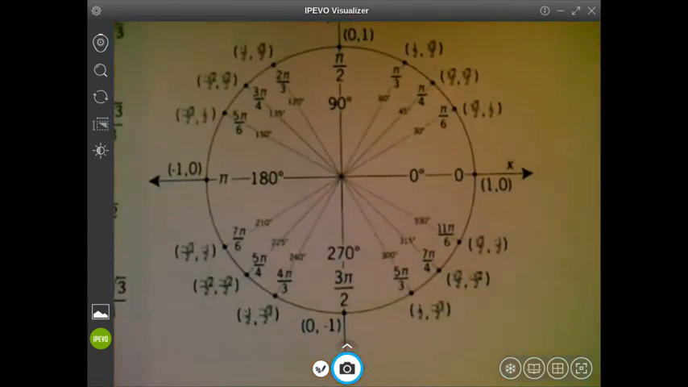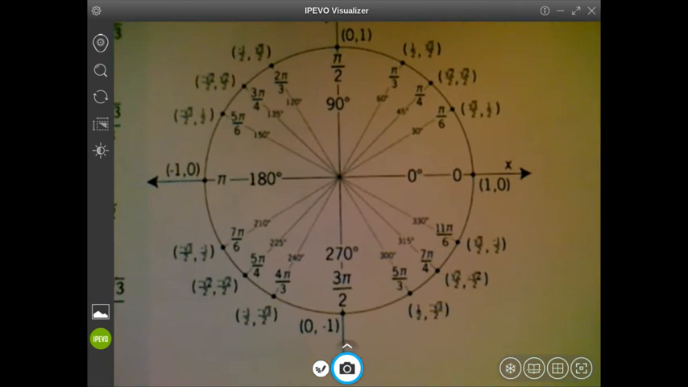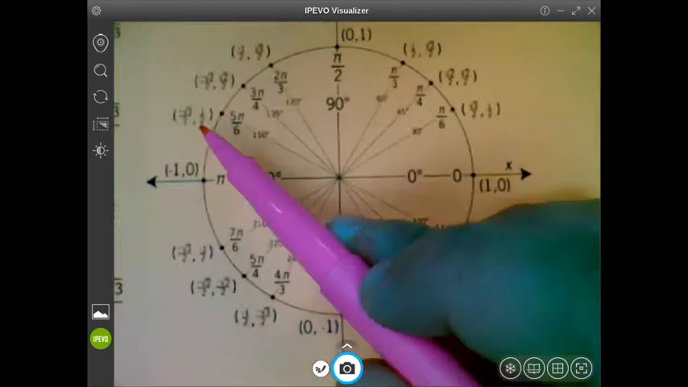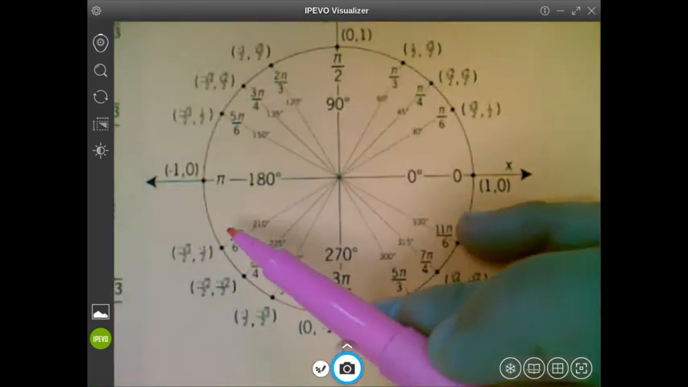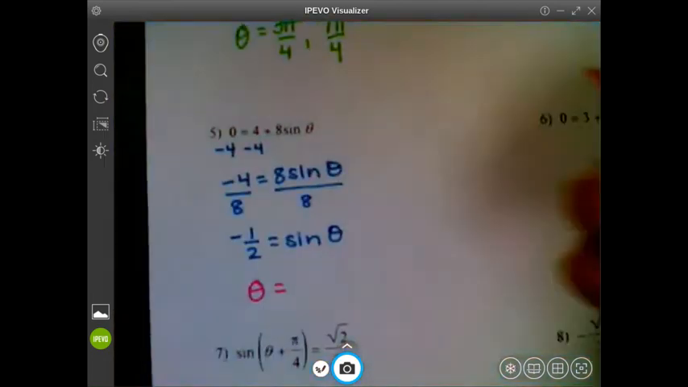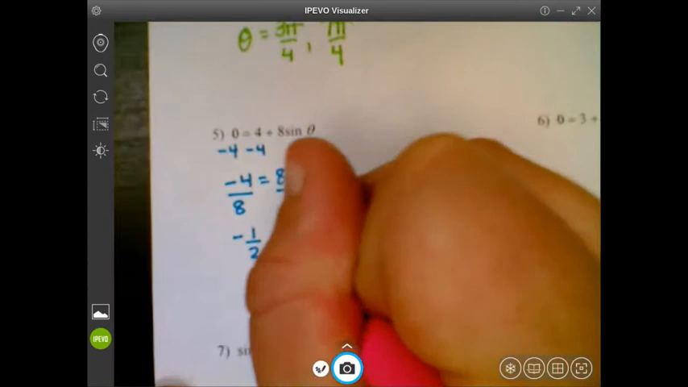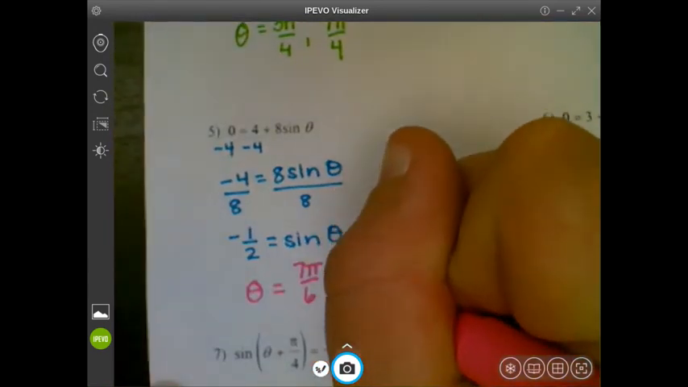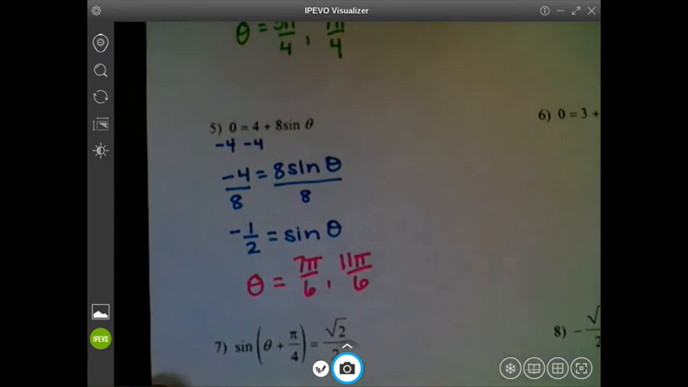All right, so let's check and see how you did. We're looking for where the sine is a negative 1/2. Well, sine is the y coordinate, and it has to be a negative 1/2. So it's not this one. It's not this one. It is this one down here, 7 pi over 6. And over here, 11 pi over 6. So your solutions should have been 7 pi over 6 and 11 pi over 6.